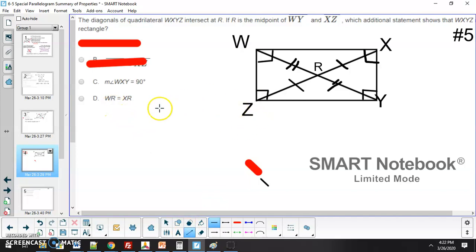For D, D is also a possible answer, because if WR is the same thing as XR, you could put markings here to show that. And then remember, ZR is the same thing as XR, so you could put markings there. And then by theorem, diagonals being congruent makes it a parallelogram. Oh, no, it makes it a rectangle. Yes, that's what we're trying to prove, a rectangle. All right, so you got 2 answers there.